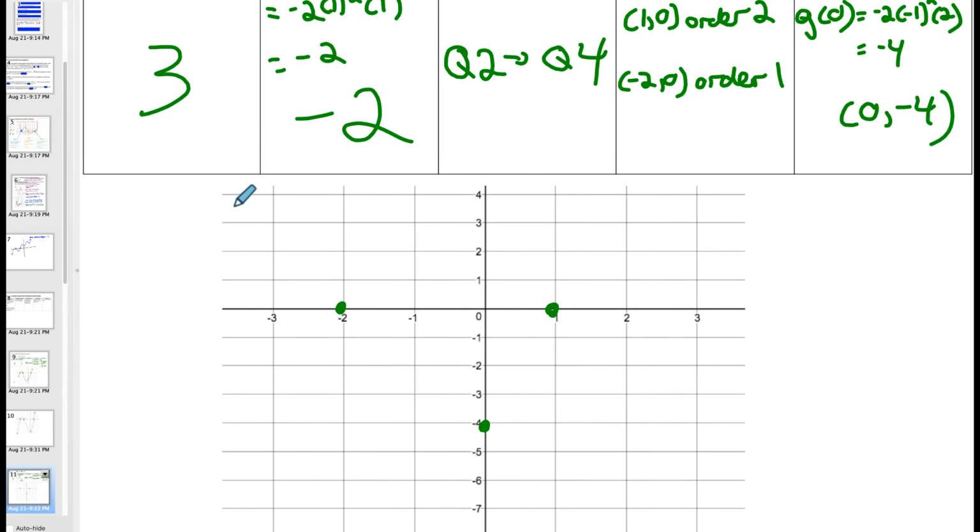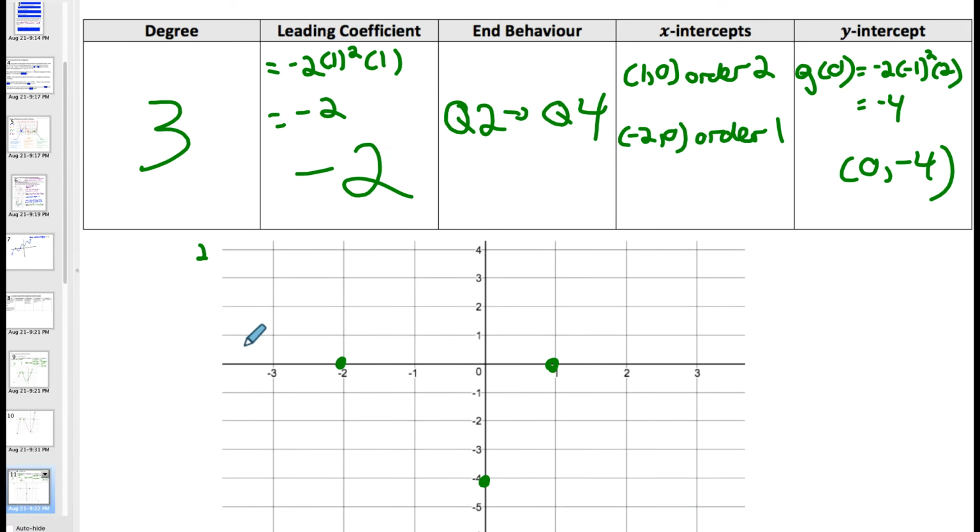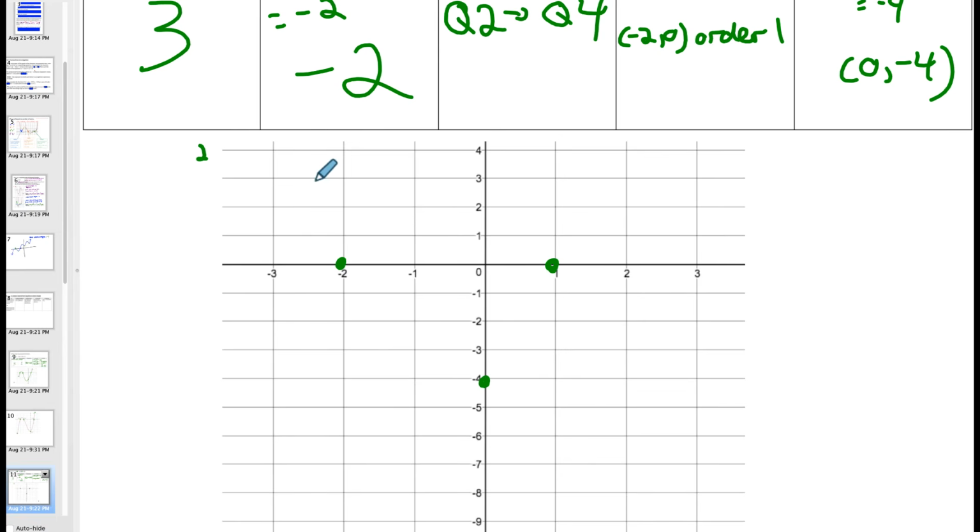Make sure I have the proper end behavior, so starting up here in quadrant 2, finishing down here in quadrant 4. And at the x-intercept of -2, it's going to go straight through because it's order 1. But at the x-intercept of 1, it needs to bounce off. It needs to make that parabola shape because that's order 2. So here's what this function would look like, approximately. Make sure I bounce off, form the parabola at that x-intercept, right?